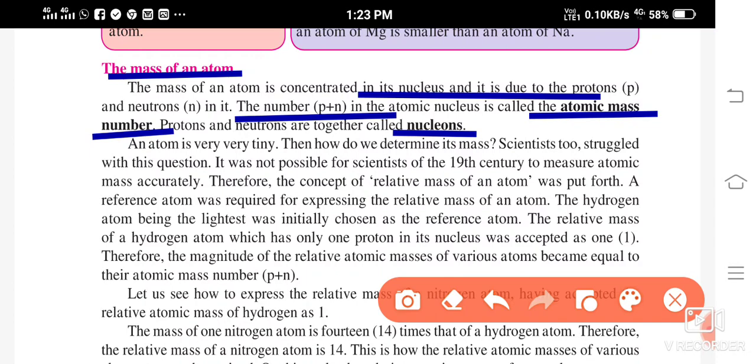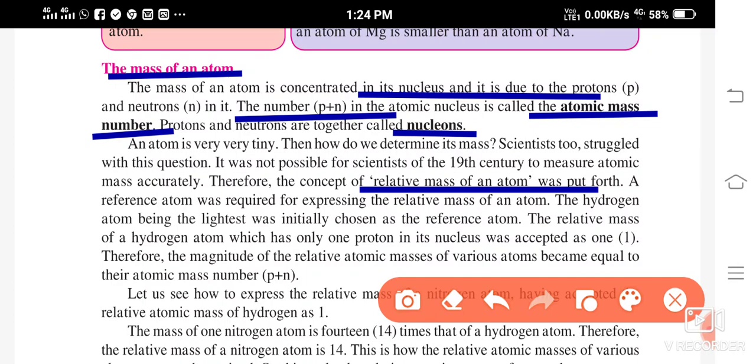Scientists too struggled with this question. It was not possible for scientists of the 19th century to measure atomic mass accurately. Therefore, the concept of relative mass of an atom was put forth. So what happened, you know? The scientists who were working on this in the 19th century couldn't measure the atomic mass accurately, that is, correctly. So the concept of relative mass of an atom was put forth.